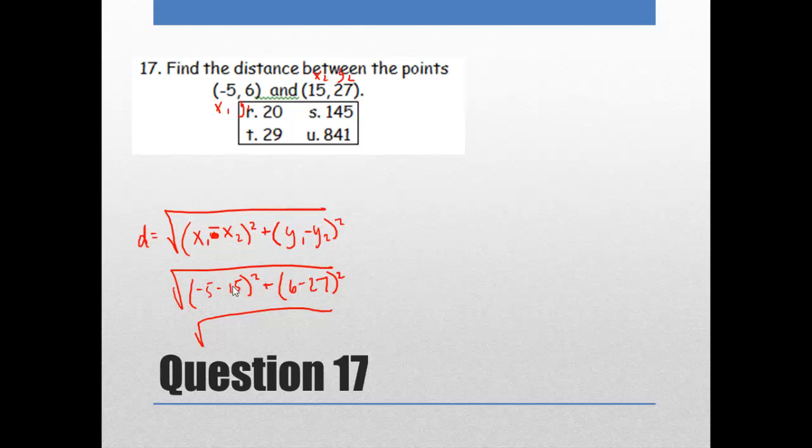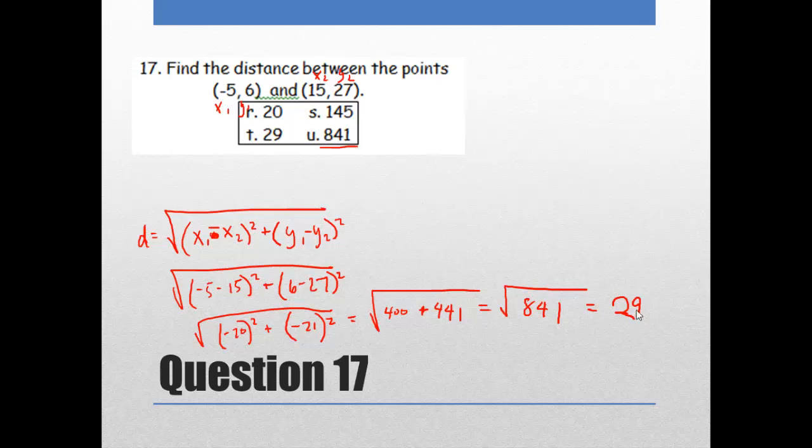So that's going to give you negative 20, and that's going to give us negative 21. So negative 20 squared should be 400, and negative 21 squared is going to be 441. So it's the square root of 841. That doesn't mean 841 is your answer, so don't stop there. You have to square root it. And when you square root it on your calculators, or in your head if you're awesome, you get 29. Bam!